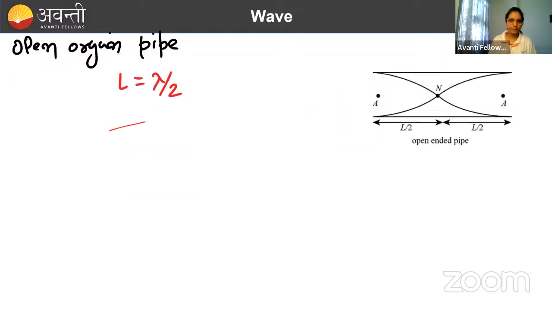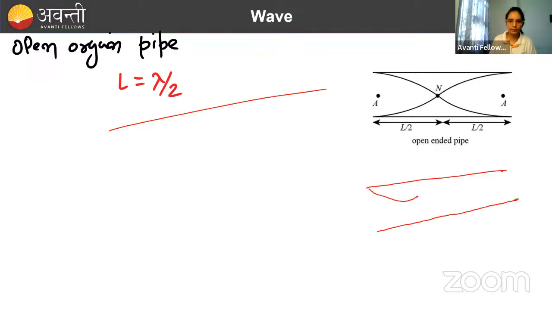Then similarly, jaise yahan pe v by 2L aayega, we can go for other modes also. Like if this is the open organ pipe, another mode can be something like this. Meri diagram bahut kharab hota hai. Please forgive me for that. Another kya ho sakta hai? Agar main draw kar paun to zaroor karungi.